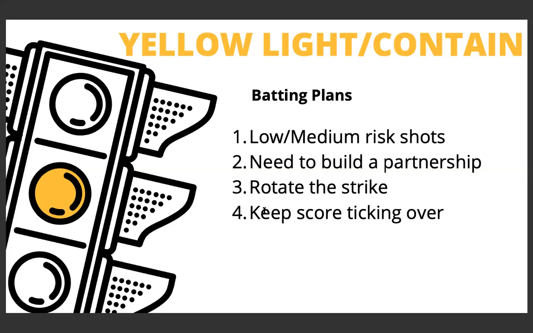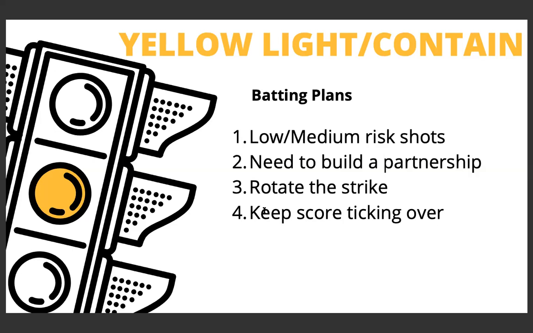And like we said there, it's about rotating the strike and keeping the score ticking over and building that partnership so that you can start to set a platform. So in this stage, you might have just lost a wicket. Okay, so if you were originally, you might be 1 for 30 and then you just lost a wicket and you're coming into bat, you're not in that phase of being over attacking. So you don't have to come out and start whacking them. You're just about trying to be that low to medium risk, playing to your strengths, not having to go too hard, and just try to build a partnership.